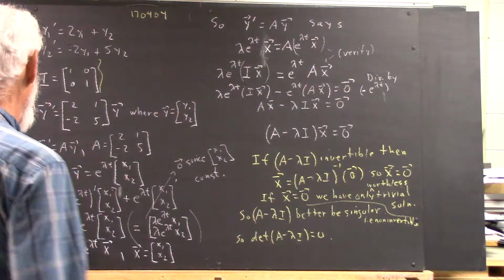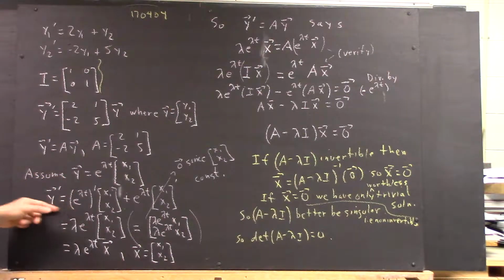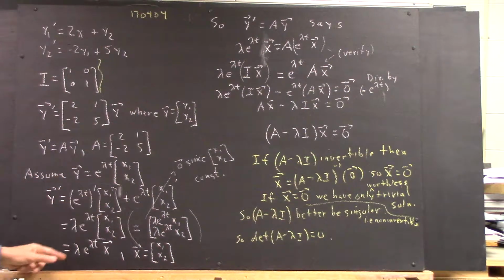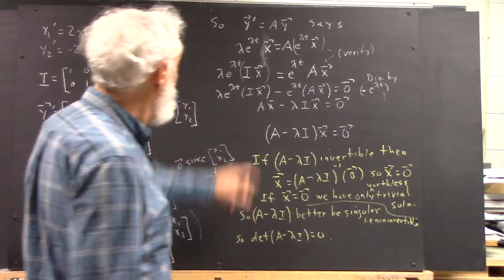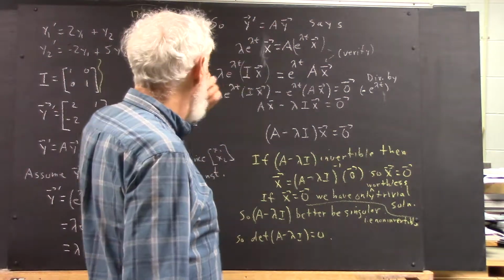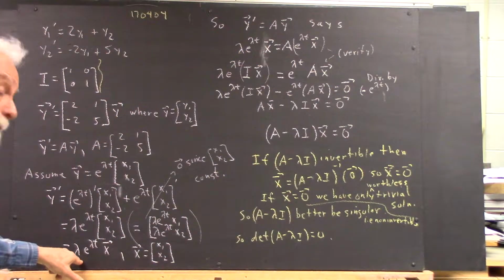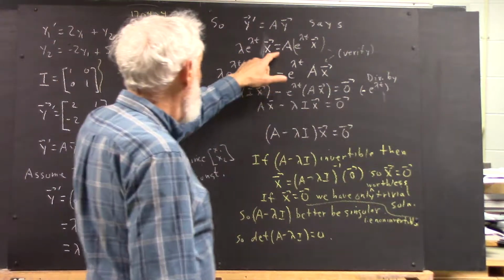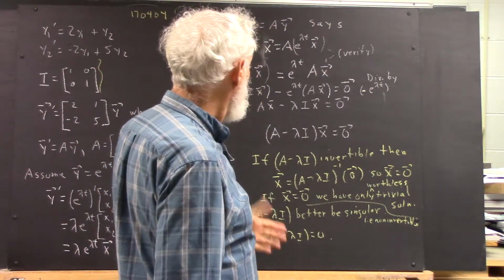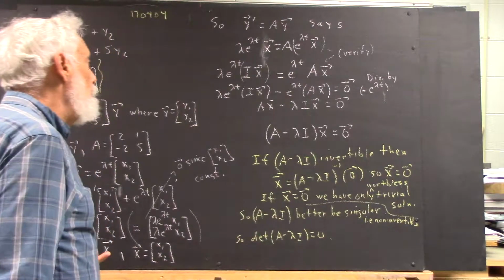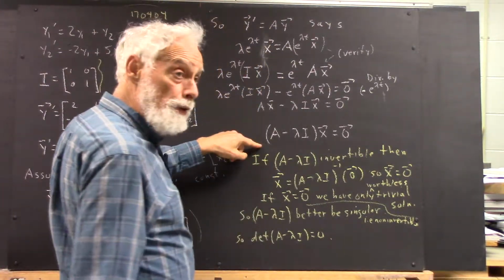Okay, well, hopefully if you plug this expression in for y, and this expression in for y prime, then your y prime equals Ay becomes lambda e to the lambda t x, which is what your y prime is, and A e to the lambda t x. Okay, now we want to get this down to this form.